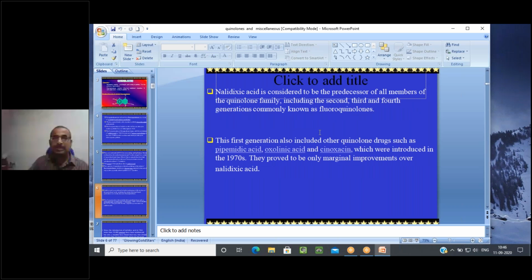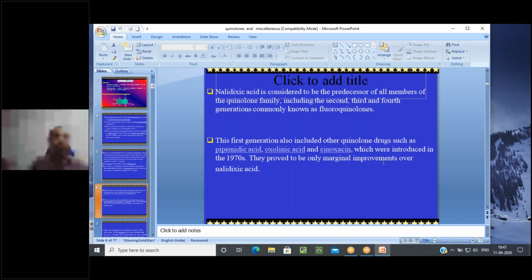Okay, so that's the first to fourth generation. The first drug of the fluoroquinolones is nalidixic acid. The first generation included other quinolones such as pipemidic acid, oxolinic acid and cinoxacin, which were introduced in the 1970s. They proved to be only a slight improvement over nalidixic acid, but still an improvement.